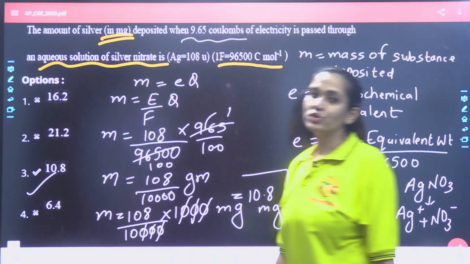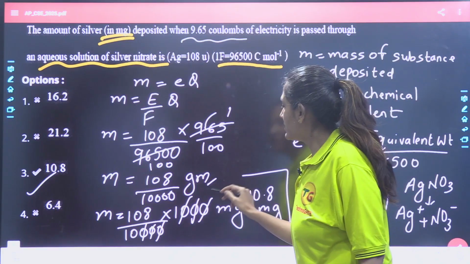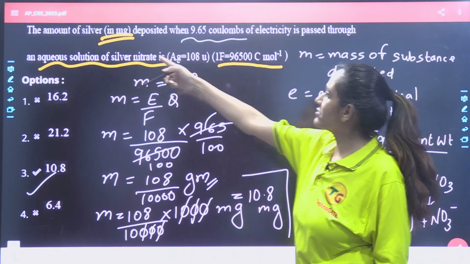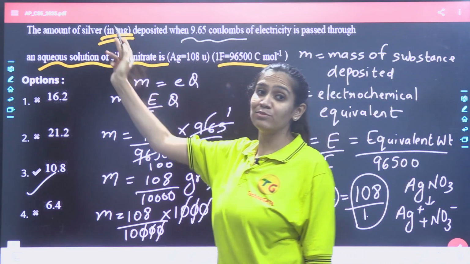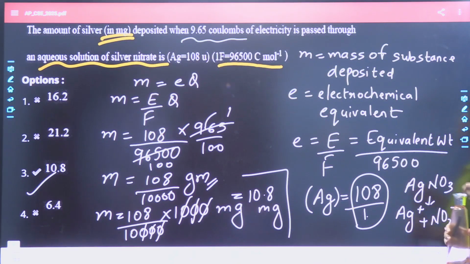The correct option would be what? Option number 3, 10.8 mg. Clear? Here in the question, this value would come out in grams. Here in the question they asked us the amount of silver in mg. Okay, that's why we have converted grams into what? Milligrams.